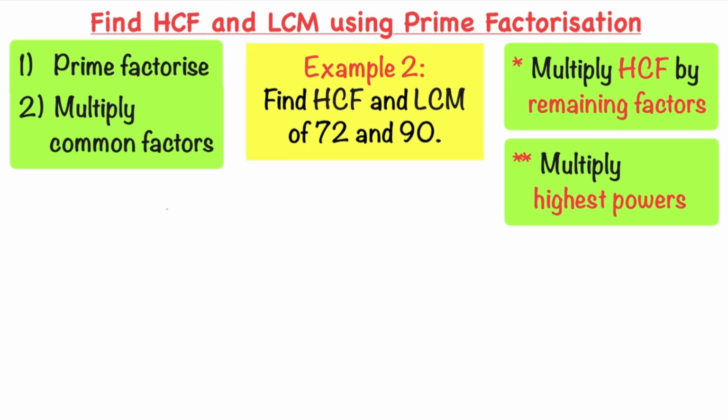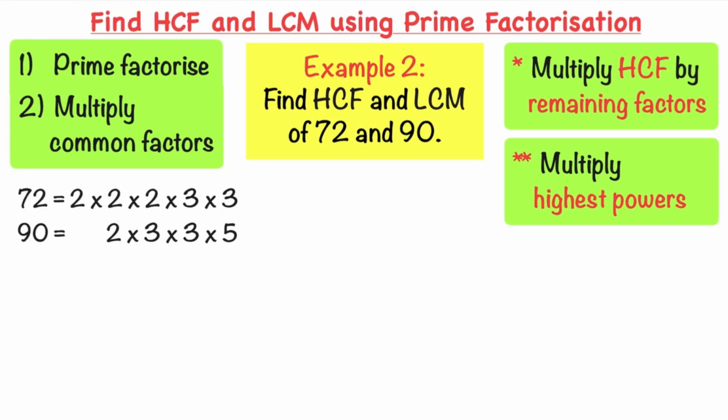Here is another example. Find the highest common factor and the lowest common multiple of 72 and 90. First, prime factorize 72 and 90. Then take the common factors 2, 3, and another 3. Multiply them together, so the highest common factor of 72 and 90 is 18.